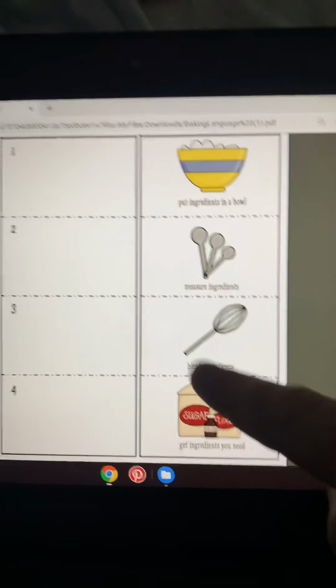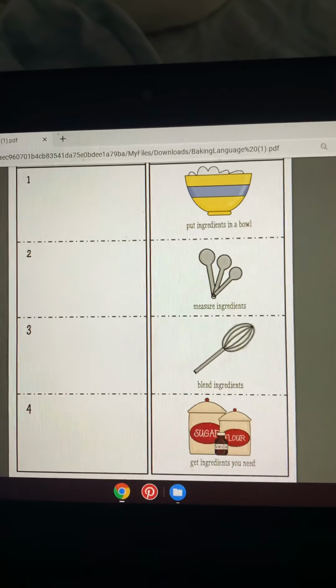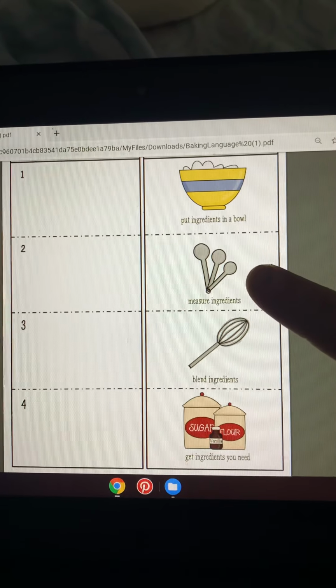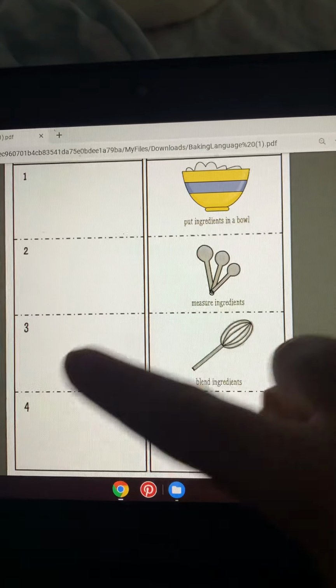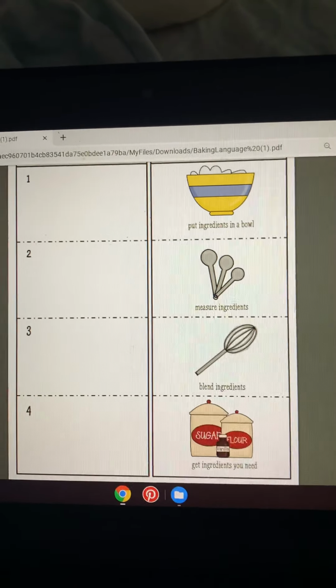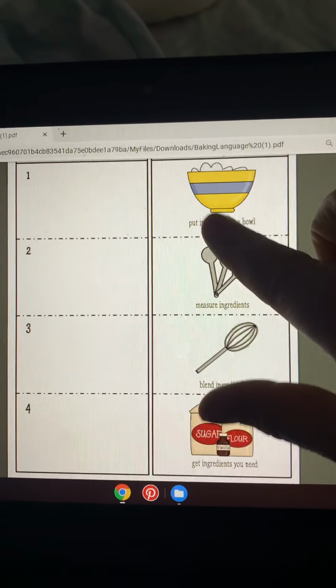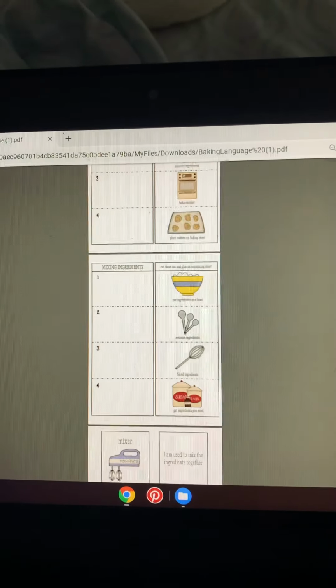So you have to get the ingredients first. So that'd be number 1. First, you get the ingredients. Then, like we just talked about, you have to measure the ingredients. Then you put them in the bowl. Then you mix them up. So we'll do a little bit more later, but those are the 2 sheets we're going to work on today.